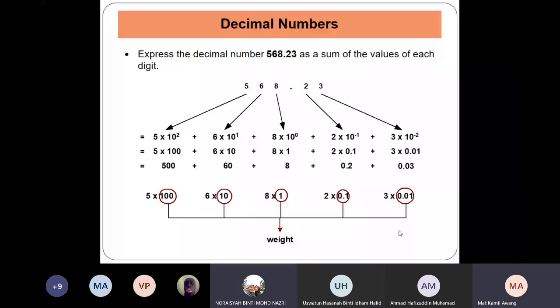Plus, then the ones on the right of the decimal point: the first one is at 10 to the power of minus 1. So 2 times 10 to the power of minus 1, plus 3 times 10 to the minus 2. So you work it out. You have 500 plus 60 plus 8 plus 0.2 plus 0.03. So this is actually the weightage.